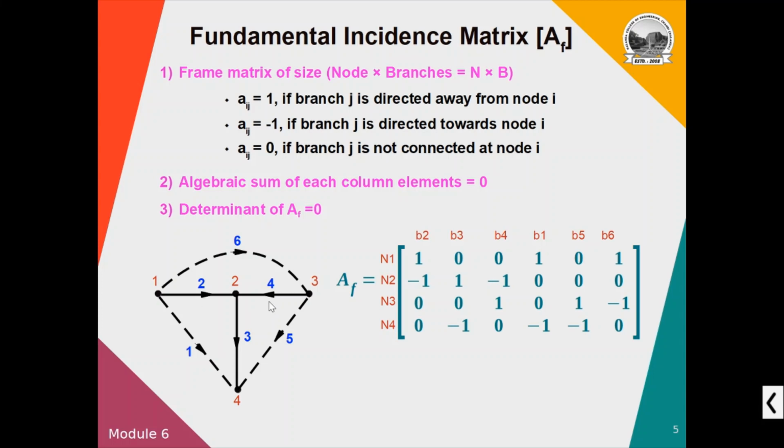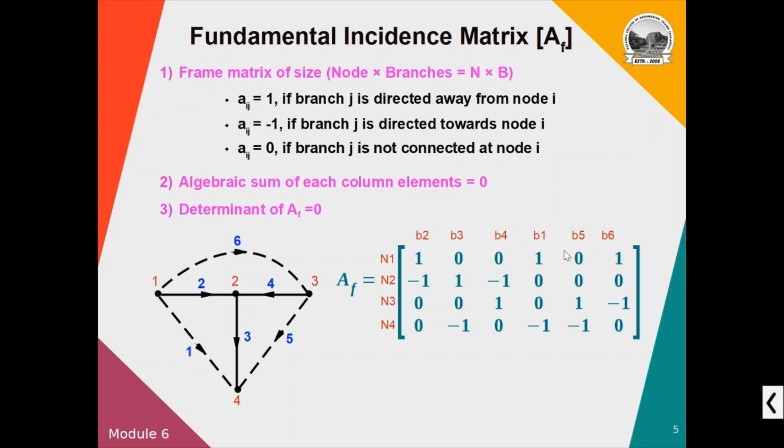Okay, so in the second node n2, what are the branches available here? It is 2, 3, 4. These branches are available at this particular node, and how are they oriented? Branches 2 and 4 are towards node 2, whereas branch 3 is oriented away from 2. That's why branches 2 and 4 have minus 1, whereas branch 3 is mentioned as plus 1, since it is oriented away from that second node.